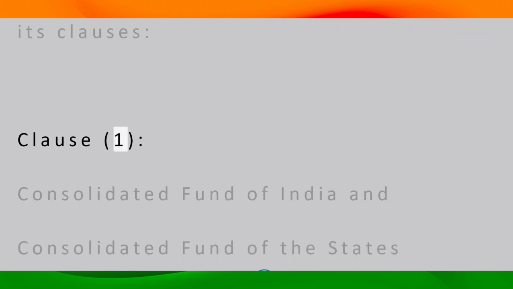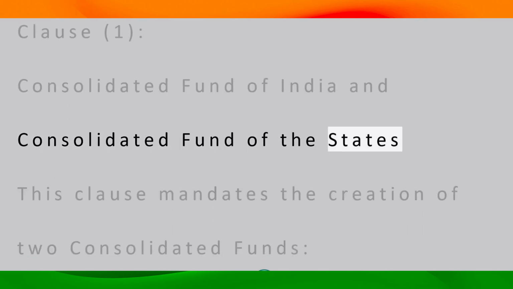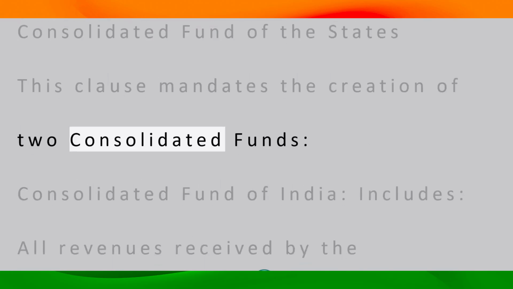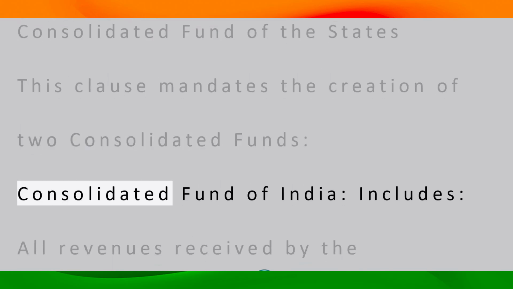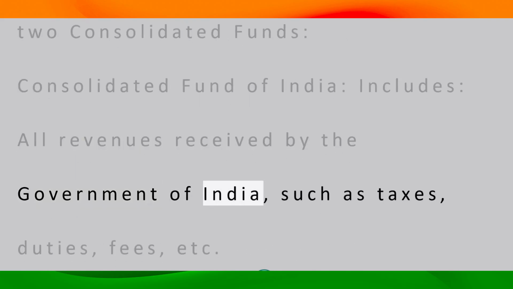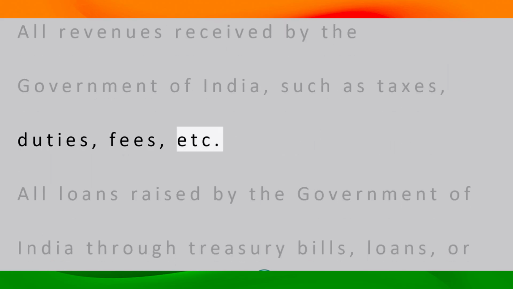Clause 1. Consolidated Fund of India and Consolidated Fund of the States. This clause mandates the creation of two consolidated funds. The Consolidated Fund of India includes all revenues received by the Government of India, such as taxes, duties, fees, etc.